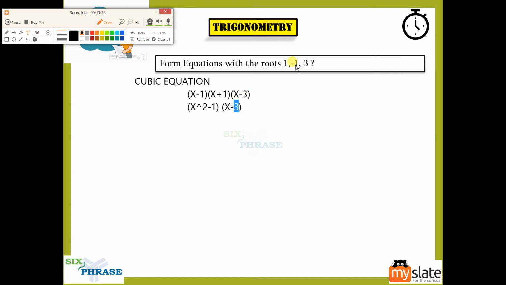We'll see what happens. Just give me a minute here. So what is x squared into x? It is x cubed. Then what is x squared into minus 3? It is minus 3x squared. Then what is minus 1 into x? It is minus x. Then minus 1 into minus 3 is plus 3. So what do you see? You see a cubic equation. So this is the equation they are talking about. The answer is this, guys.